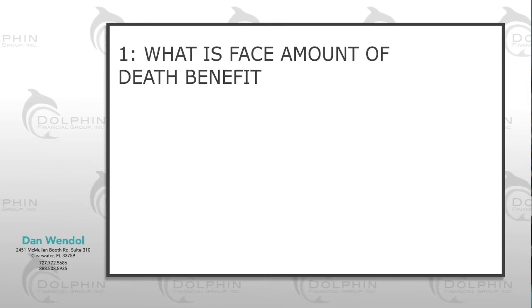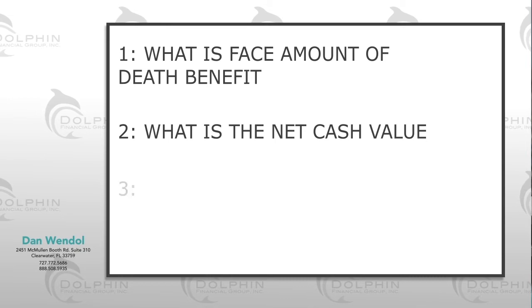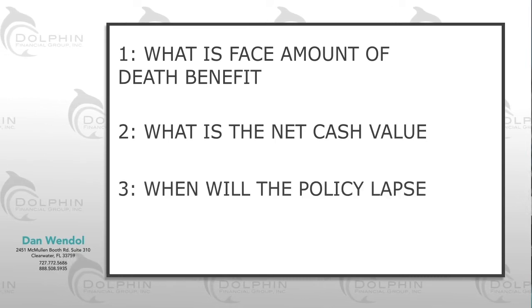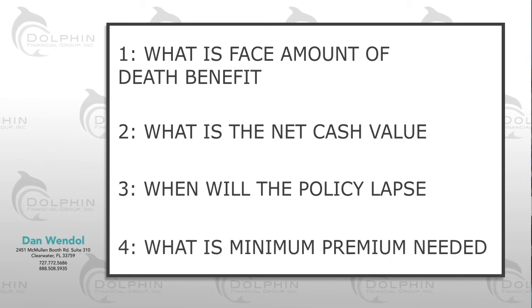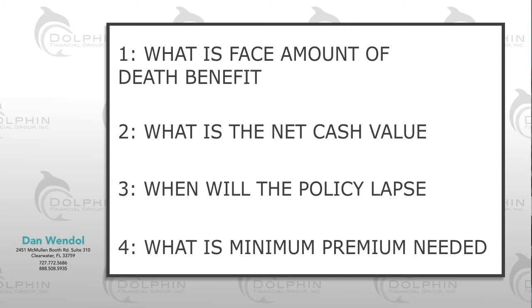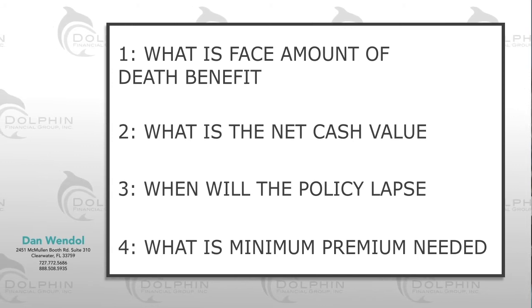The first thing we do is get the most up-to-date status on the account. The main things to determine are: 1, what is the face amount or death benefit? 2, what is the net cash value, including any loans? 3, assuming the premiums stay the current rate, when will the policy lapse or go away? And 4, what is the required minimum premium needed to guarantee this policy remains in force through age 100, 120, 105, whatever the answer is.